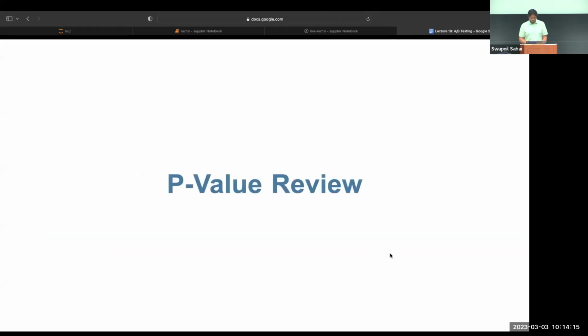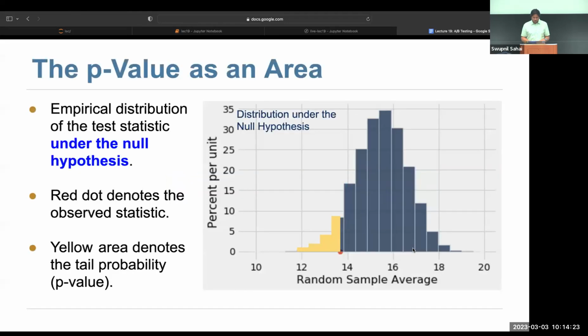Cool. Before we do that, I quickly wanted to recap some of the p-value stuff. I saw a lot of questions on Ed about this. It's a tough concept, and it's a little bit weird, so I want to answer any questions about that. Fundamentally, the p-value is an area. That's the first thing you should remember. It's a very specific area of a histogram that's generated using the null distribution. So you're assuming the null hypothesis is true, and the p-value is in the context of that.